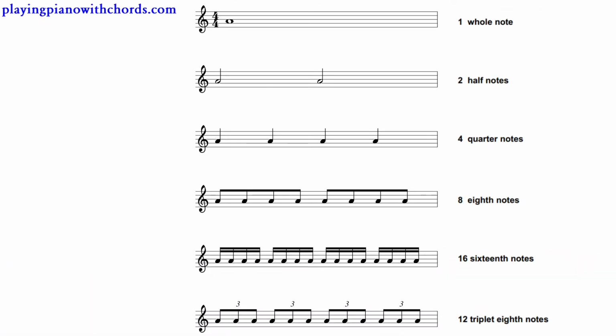Here's an overview of all the note values we have covered so far. You can see them stacked up like a pyramid so that you can see how many notes fit into each other. You can find this image in the download below the video.